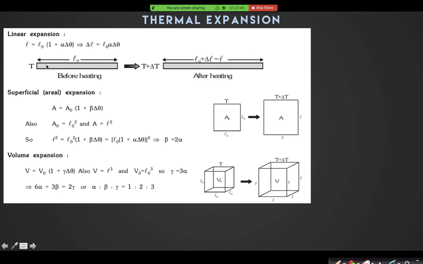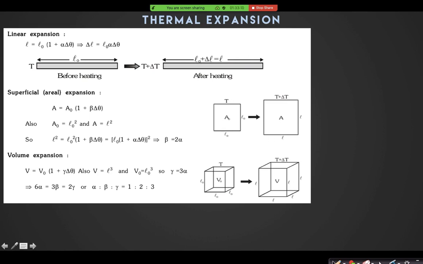For example, if you take a simple rod, and its length is L naught, if you increase its temperature by delta T, then after some time you will find that the length has increased from L naught to L naught plus delta L.